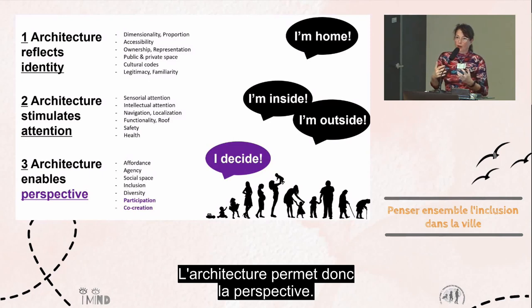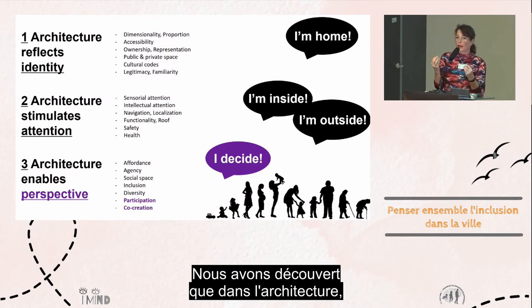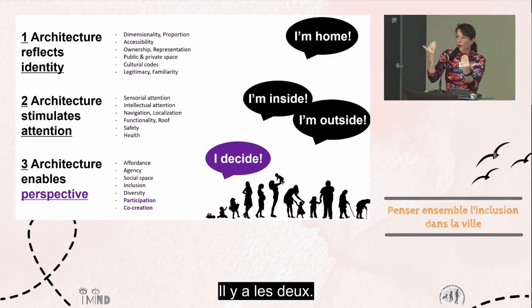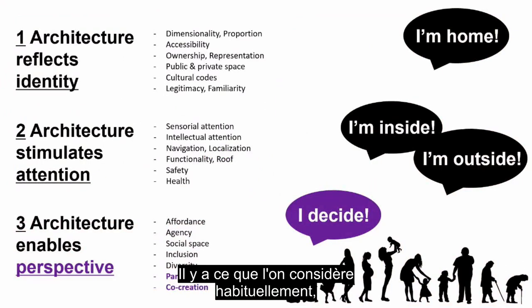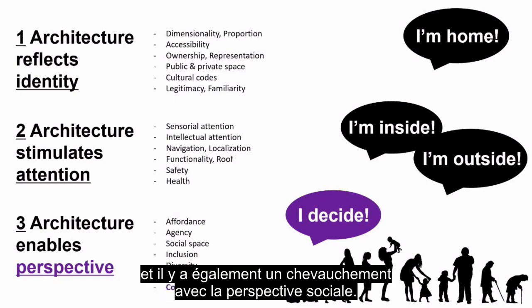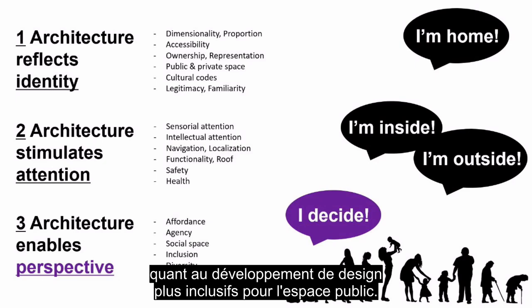So an architecture that enables perspective, and this is something that comes from the experiments that I will show you in a second, so that we have found that in architecture you have an overlap of social perspective and of a visual spatial perspective, so that you have both. You have what we usually consider in architecture, what we usually design, as a visual spatial perspective, and secondly, you also find an overlap with social perspective. You will find both, and this I find particularly intriguing, and I think that it's particularly interesting for the future to develop a more inclusive design for public space.